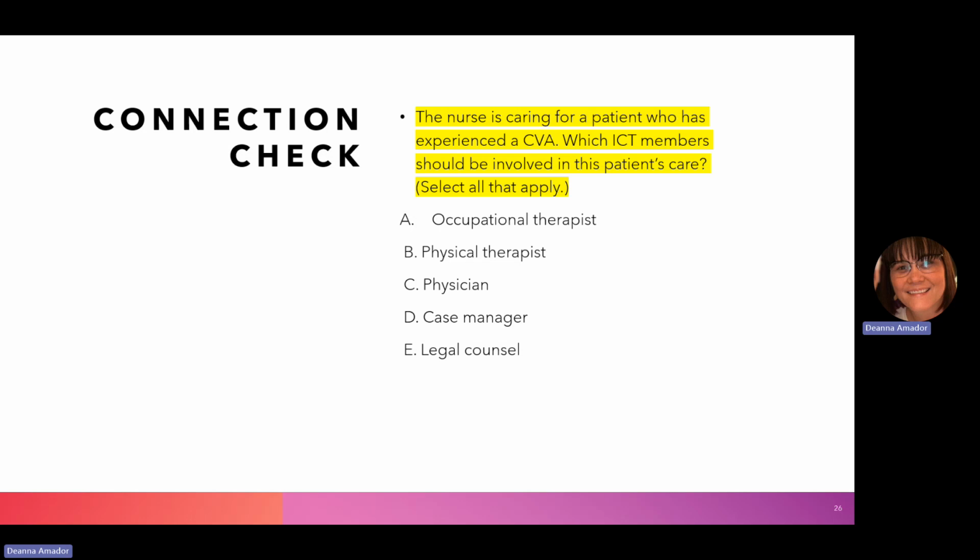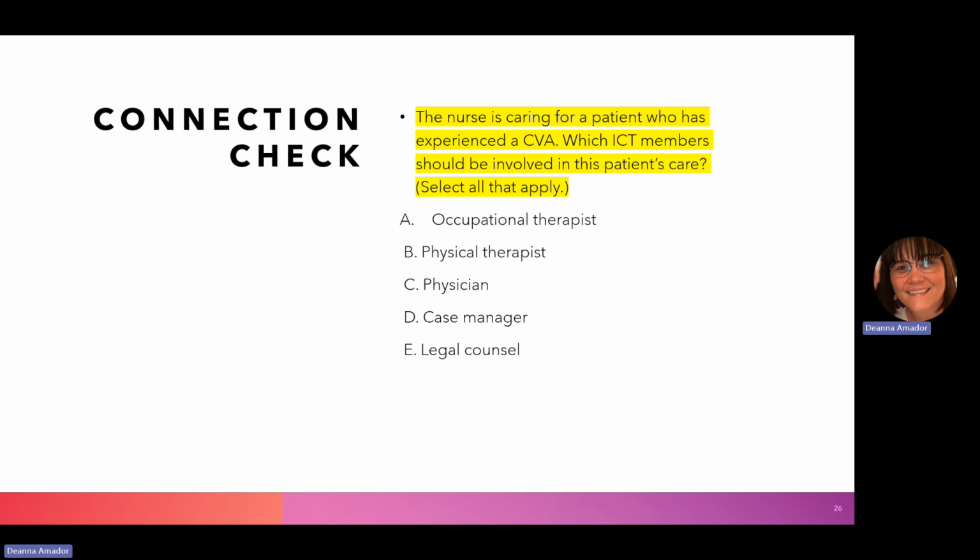So this is again a SATA. So your answers are A, B, C, and D. Rationale, OT and PT evaluate and support rehab issues. The physician guides the overall care. The case manager coordinates all services, all work together as a team. And that's the answer of that one.